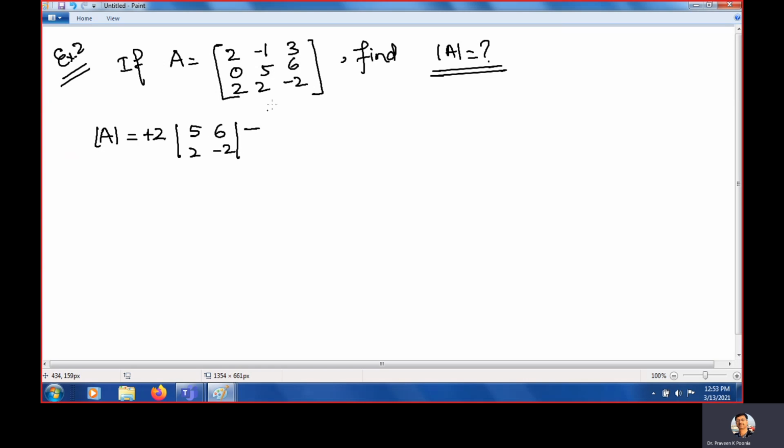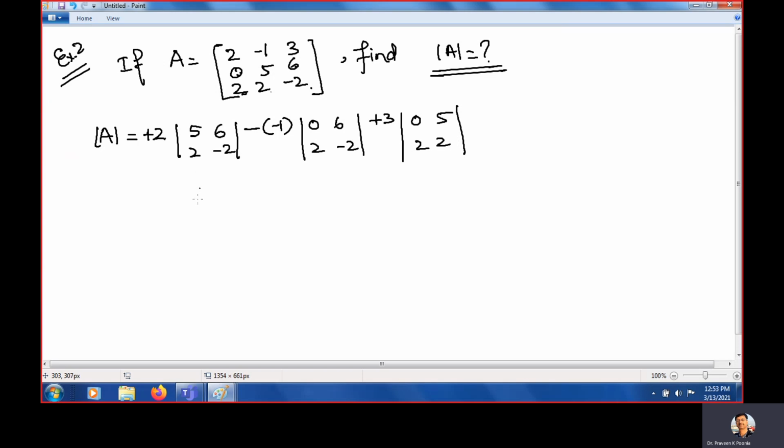Now minus, the second number is minus. Then we will take minus 1. Now this cancels. 0, 6, 2, minus 2. And then plus 3. Plus 3 means 0, 5, 2, 2.